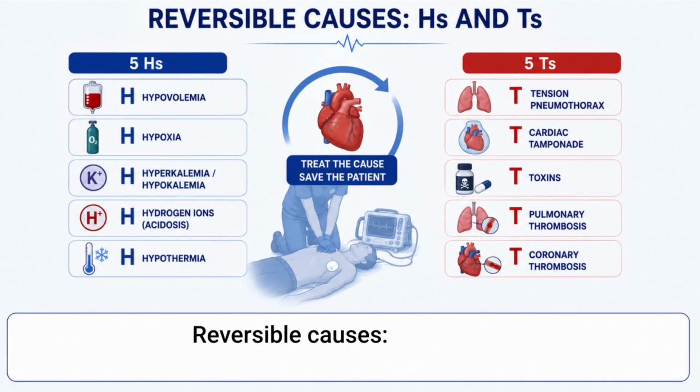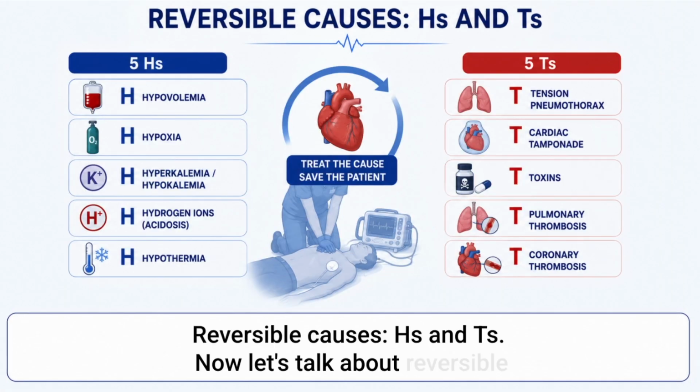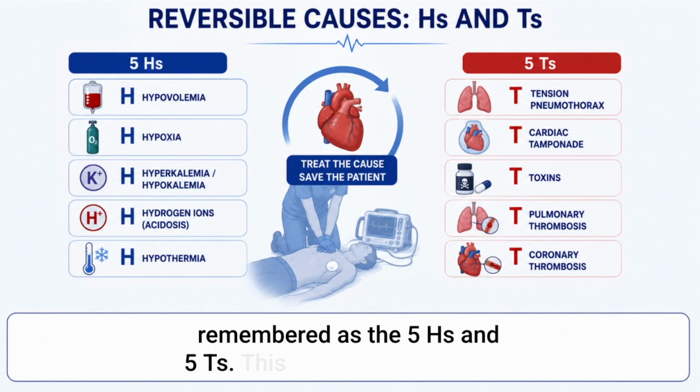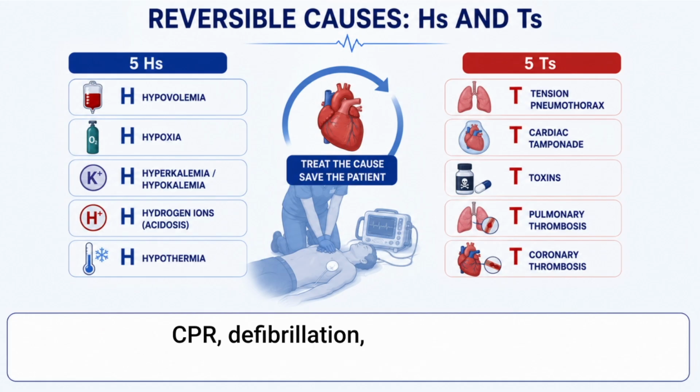Reversible causes, H's and T's. Now let's talk about reversible causes of cardiac arrest. In ACLS, these are commonly remembered as the 5Hs and 5Ts. This is important because CPR, defibrillation, and adrenaline may not be enough if the underlying cause is not treated.